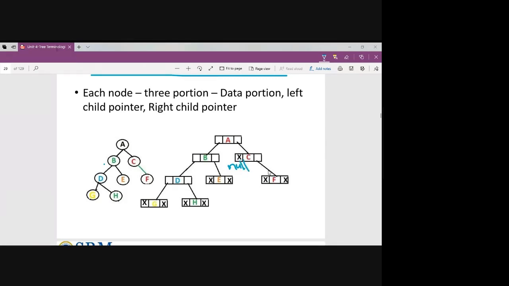So the left child is null, but it has a right child F. Similarly, for B there is a left child and a right child, that is, D and E, so you should not put a null there. If a particular node does not have a left or right child, you make it null. For D you have left and right pointers, but G is a leaf node which has no left or right child, so null, null. H also does not have left and right children, and E also does not, and F also does not.